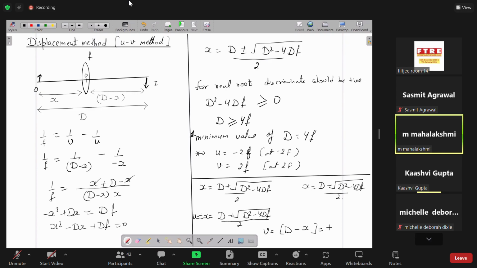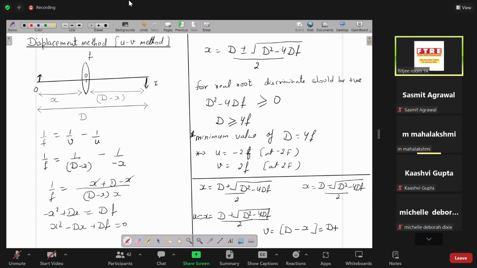D minus root over D square minus 4DF. So you'll get this result: d minus under the root of d square minus 4df by 2. That means if one root is taken as the object distance, the other root will be the image distance and vice versa.